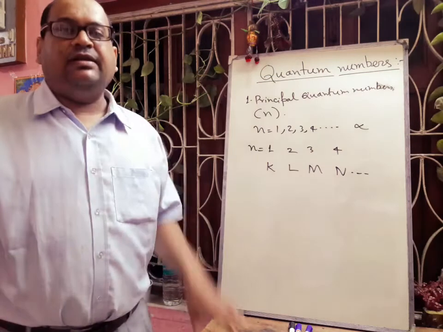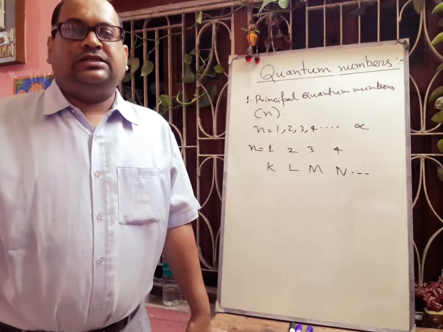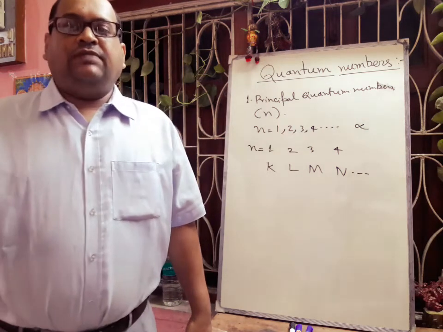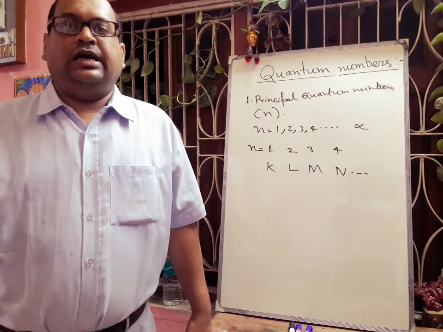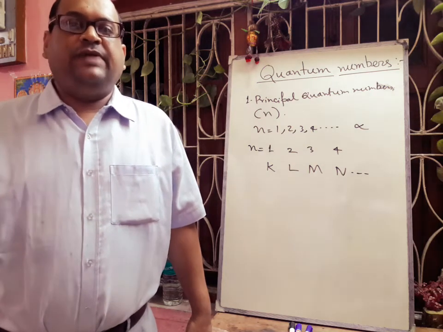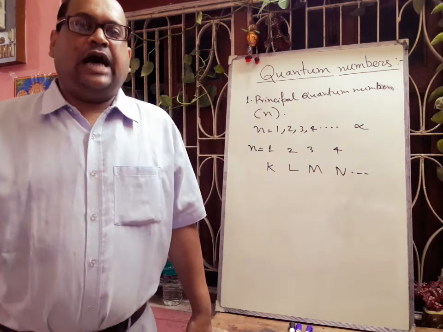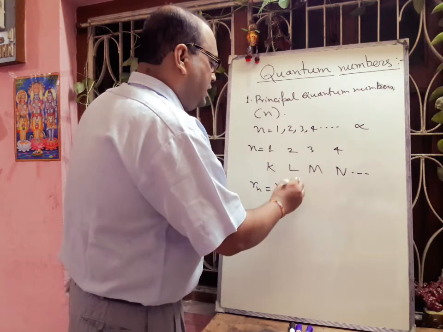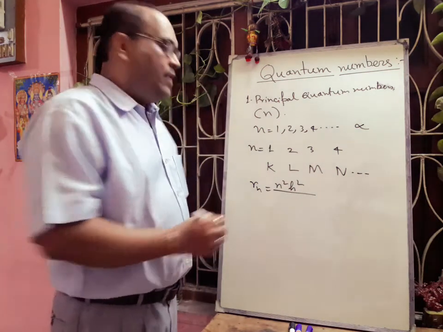The principal quantum number also helps to determine the average distance of the electron from the nucleus, and in terms of quantum mechanics it gives the effective volume of the electron cloud. In case of hydrogen atom, the approximate distance from the nucleus is given by rn. We know that rn is equal to n square h square divided by 4 pi square m e square.